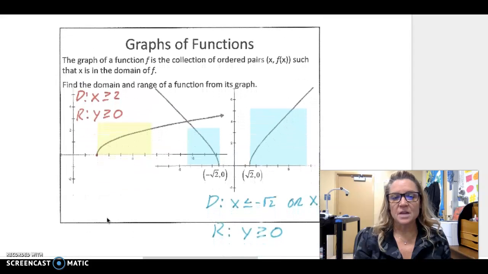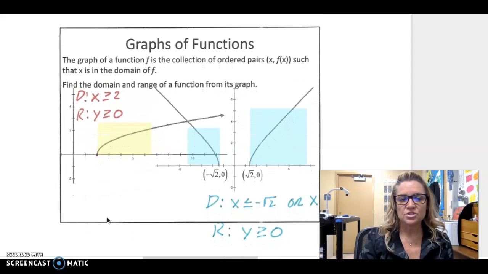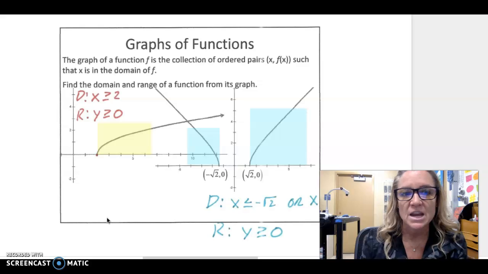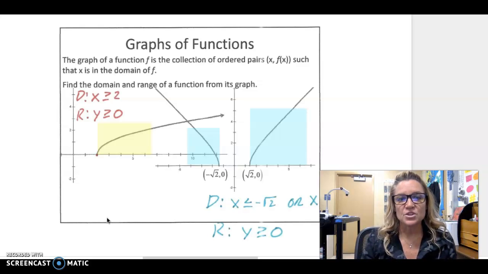All right, for the first slide, we're going to be talking about the graphs of functions. So the graph of a function f is the collection of all the ordered pairs (x, f(x)) such that x is in the domain of f. So we're going to find the domain and the range of a function from its graph.